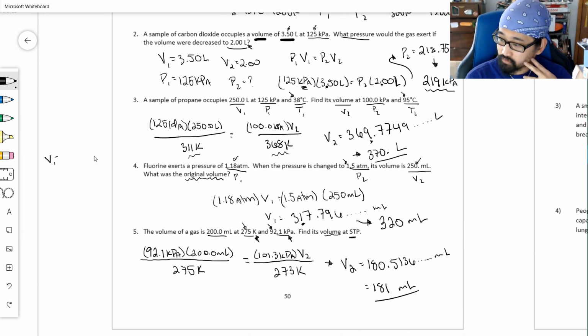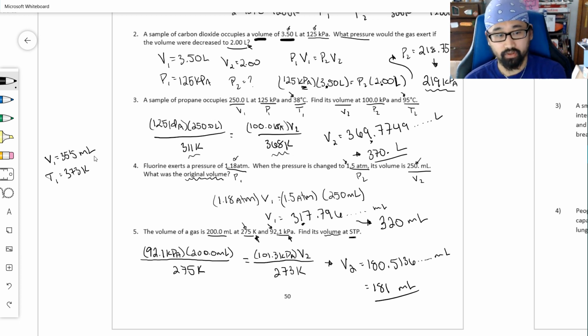The initial volume was 355 milliliters. That's like a standard soda can. The initial temperature was 273 Kelvin, because that's zero, or no, sorry, that's wrong. The initial temperature was 373 Kelvin, because it's the boiling point of water in Kelvin. Boiling point of water is 100 Celsius. Convert to Kelvin, you add 273.